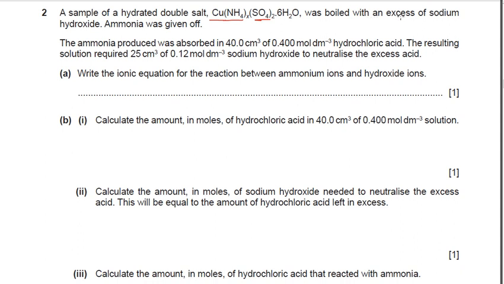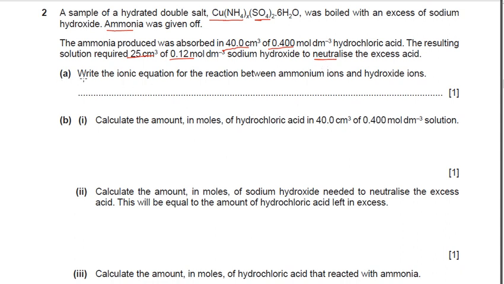The salt was boiled in an excess of sodium hydroxide. As a result, ammonia gas was given off. The ammonia produced was absorbed in 40 cm³ of 0.400 mol per dm³ hydrochloric acid. The resulting solution required 25 cm³ of 0.12 mol per dm³ sodium hydroxide to neutralize.